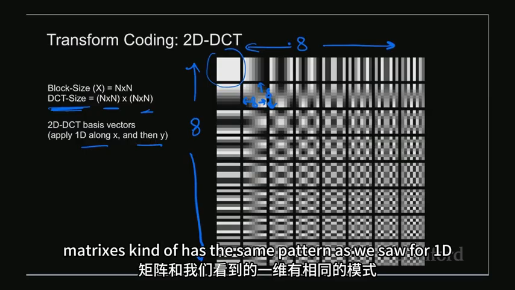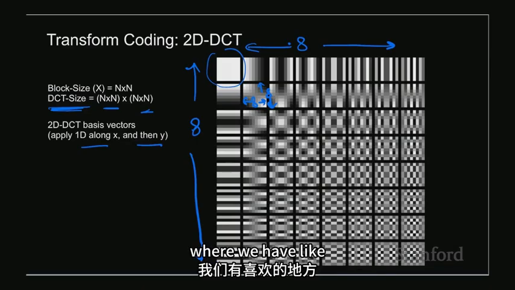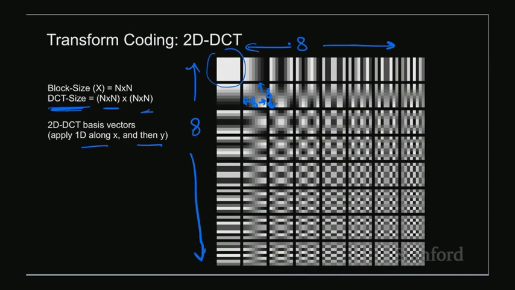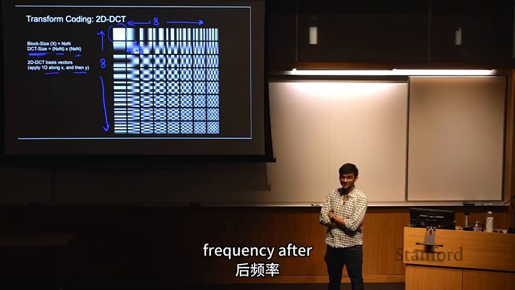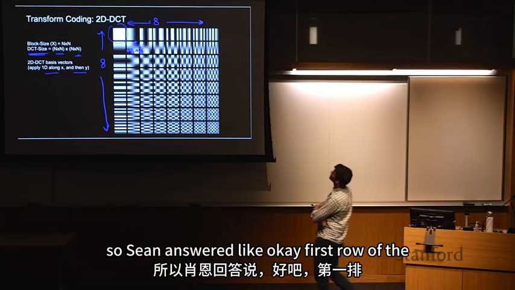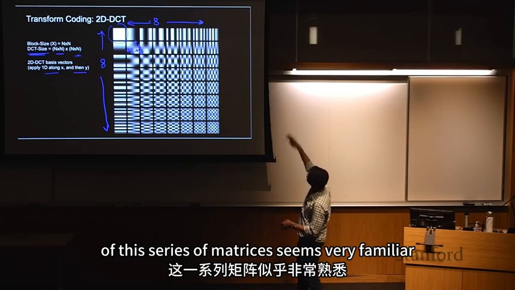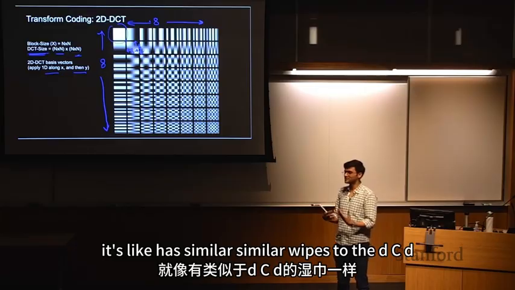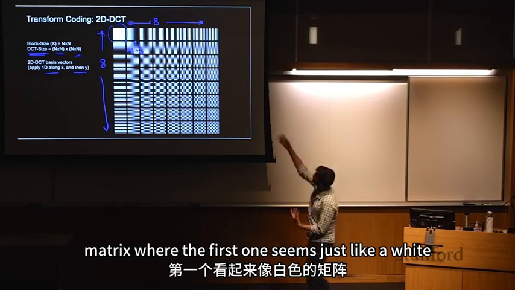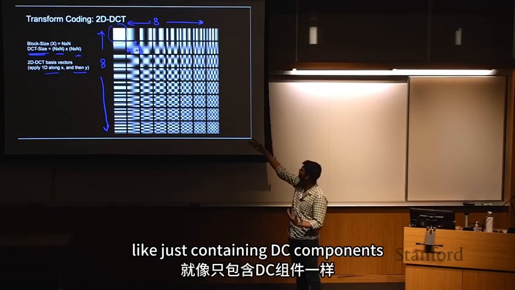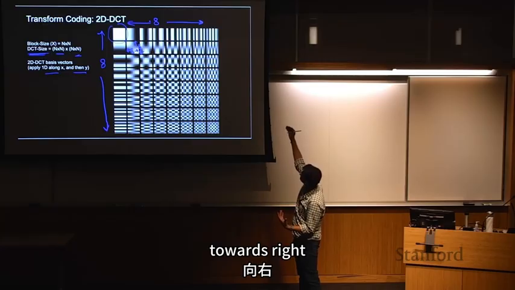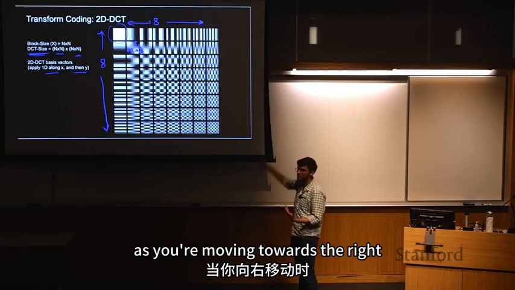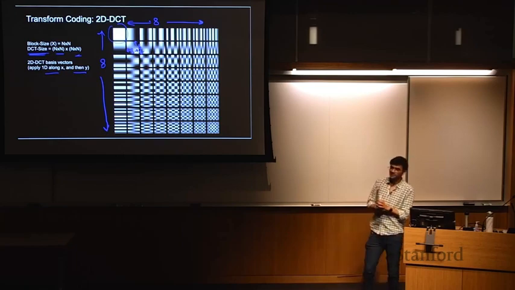The first row of matrices kind of has the same pattern as we saw for 1D, where we have just flat for the first matrix, and the next one goes from low to high, and then an increasing frequency after that. Exactly. So Sean answered that. The first row of this series of matrices seems very familiar. It has similar vibes to the 1D DCT matrix, where the first one is just white, containing just DC components, and as you move towards the right, you have vertical bars which have higher and higher frequency. Great observation. Any other observation?